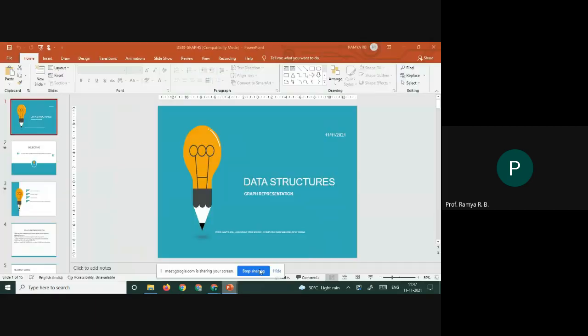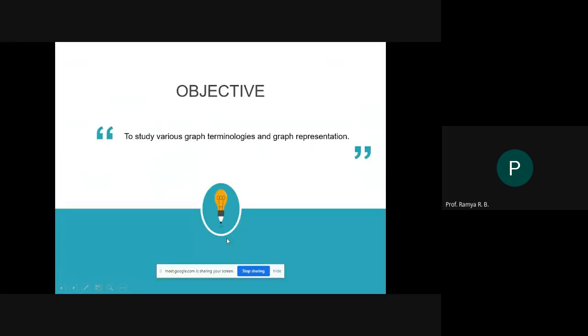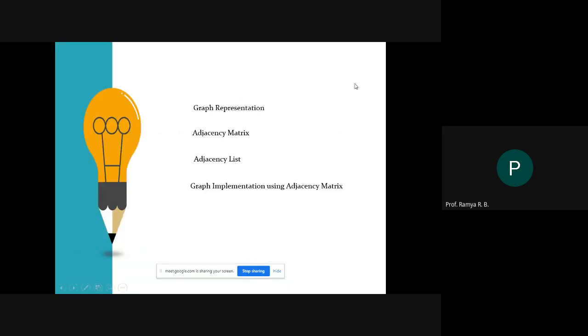So that was just a brief introduction to the important graph terminologies. Now we'll see another important point, which is called graph representation. When we are going to implement graphs in this module, we'll be using some representation. There are two important ways in which you can represent a graph: adjacency matrix and adjacency list.